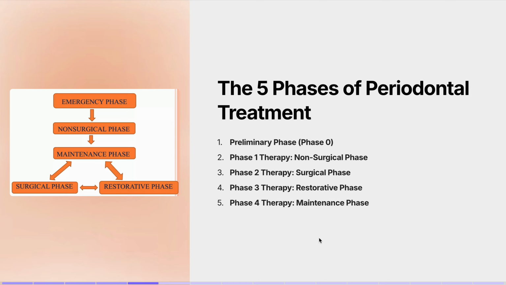Periodontal treatment follows a structured sequence of 5 phases. Each phase plays a crucial role in the patient's journey to better oral health. Let's go through them one by one.